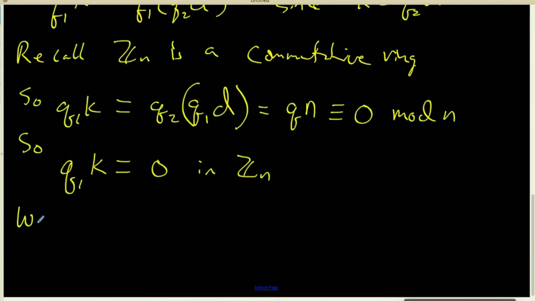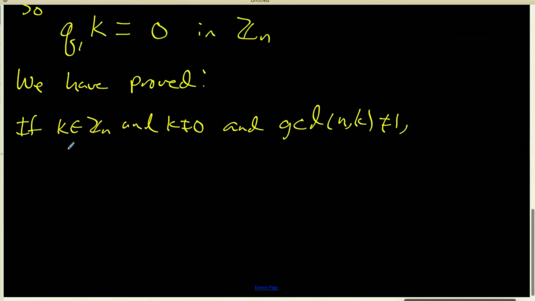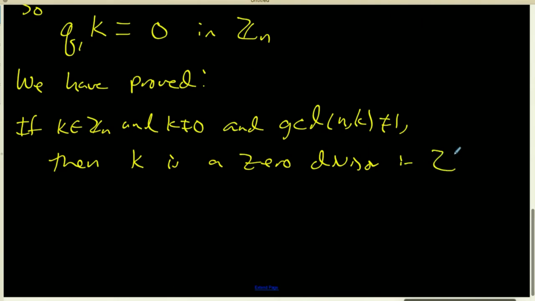And that means we have proved the following implication: if k is inside Zn and k is not equal to 0, and the GCD of n and k is not equal to 1, then we know that k is a 0 divisor in the ring Zn.